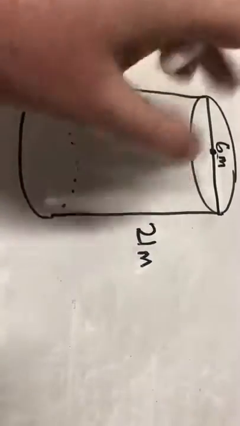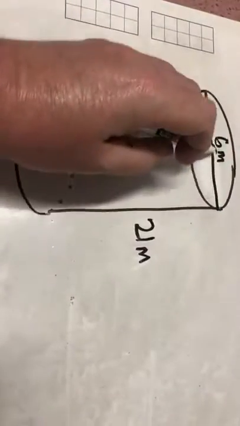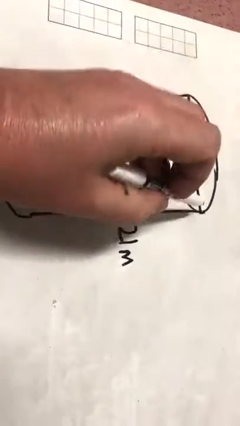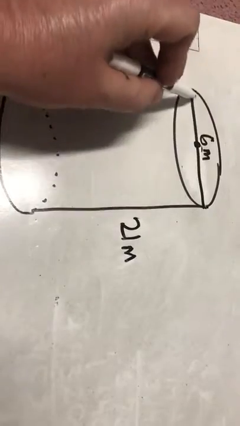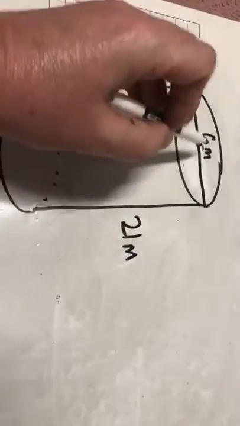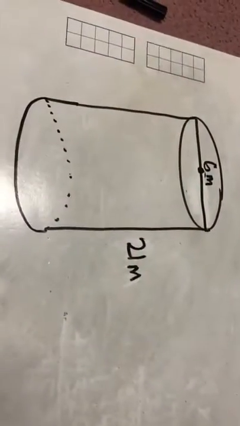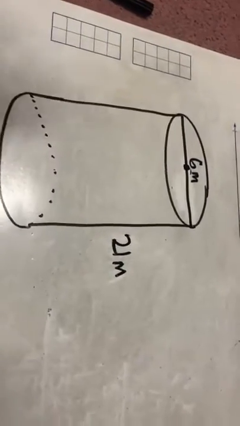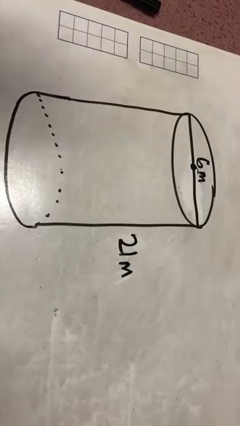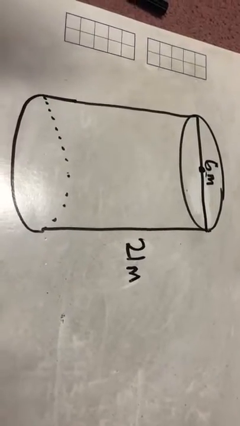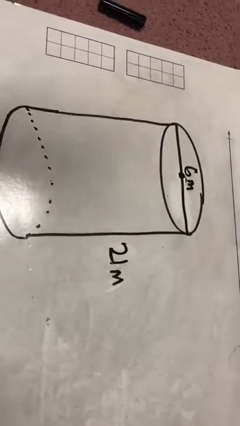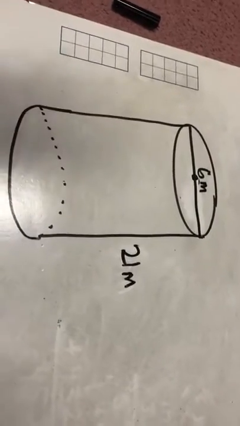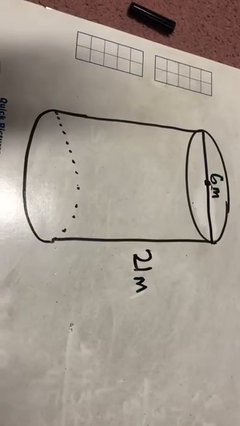In Example 1, they gave us just the half distance, which was 4. So I was just able to use 4 because that was the radius. But now they're giving us the entire diameter, which is 6. So to find the radius, I divide that by 2. 6 divided by 2 is 3. All right? But then I need to square 3. So it's 3 squared, or 3 times 3, which is 9.